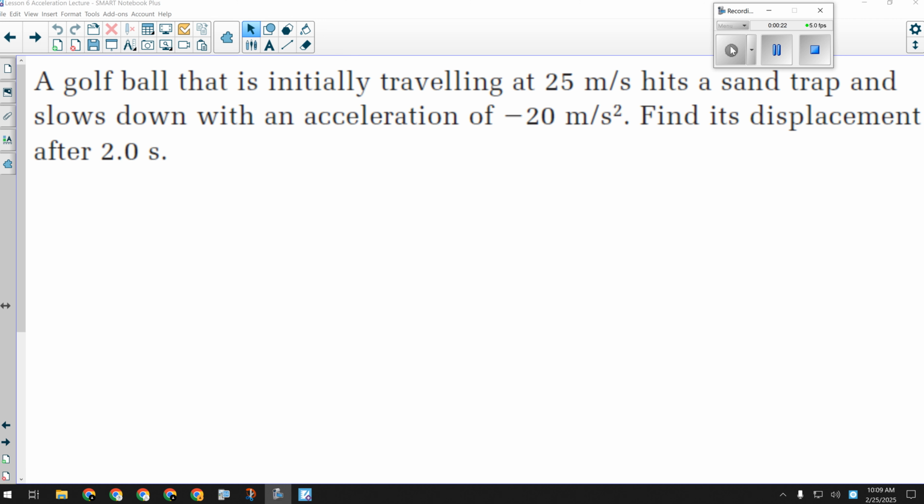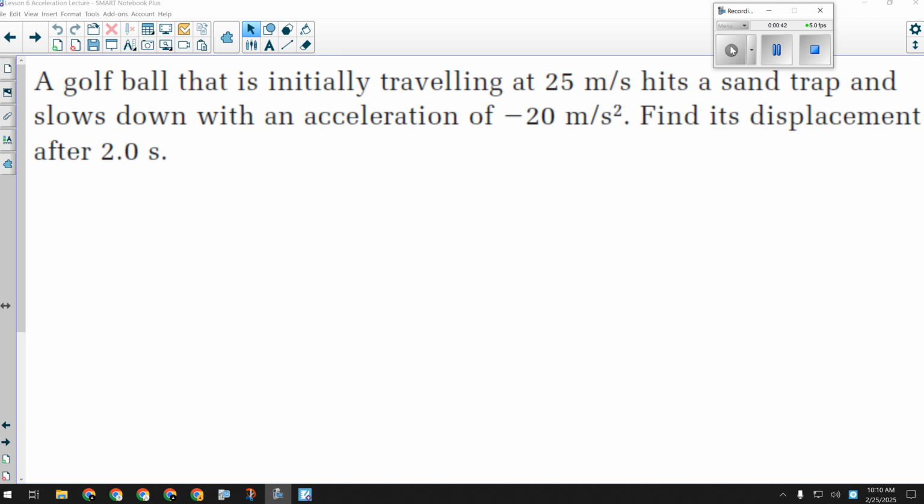So our vector is going to be important on this one. Okay, the ball is initially moving forwards at 25 meters per second, then it hits the sand trap and it accelerates at negative 20 meters per second squared. That means the acceleration is in the opposite direction, which is why, of course, it says it slows down.